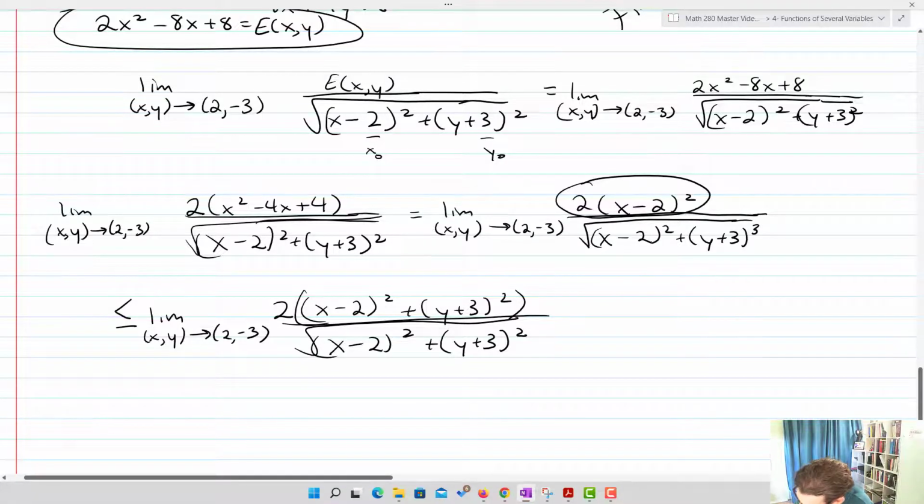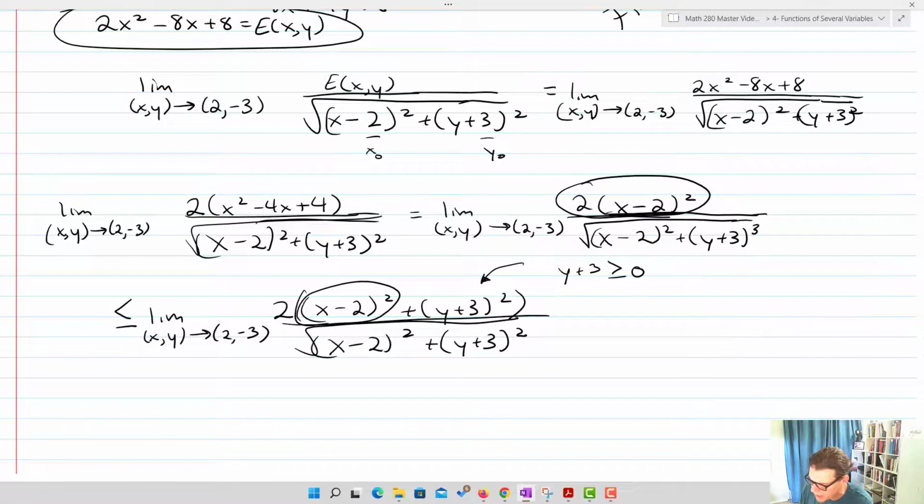And the reason why is this. (x − 2)² is just what I have right here. (y + 3)² has got to be greater than or equal to 0. So consequently, we're going to add a positive part to our already remaining value. So consequently, we're going to get this as being less than or equal to.